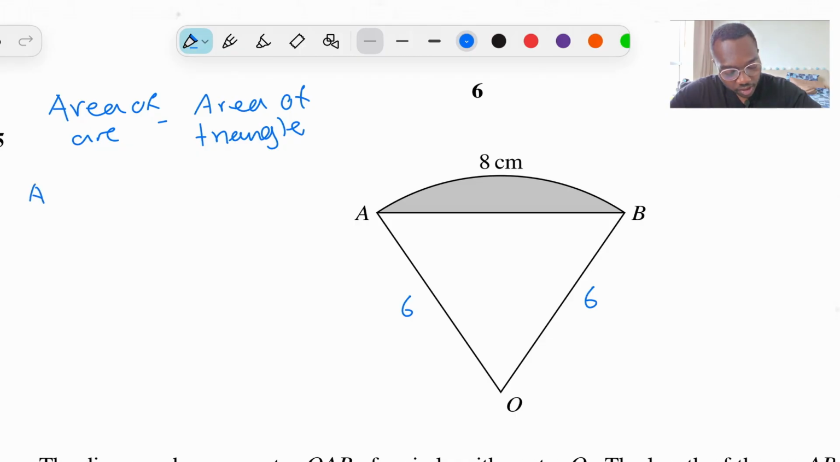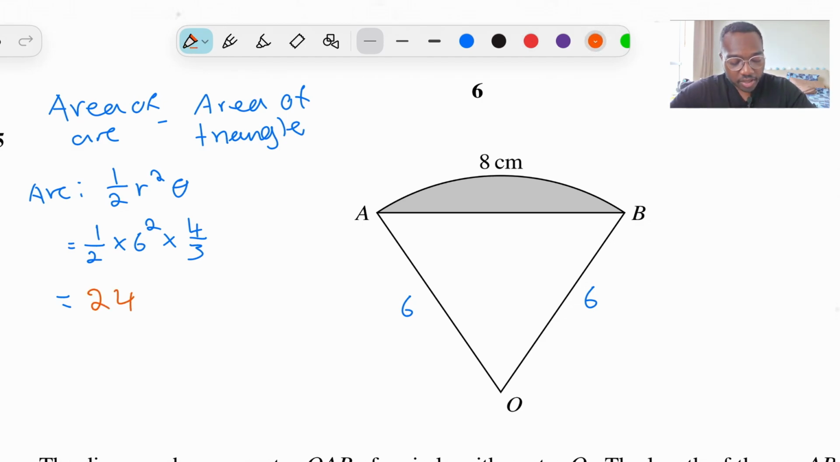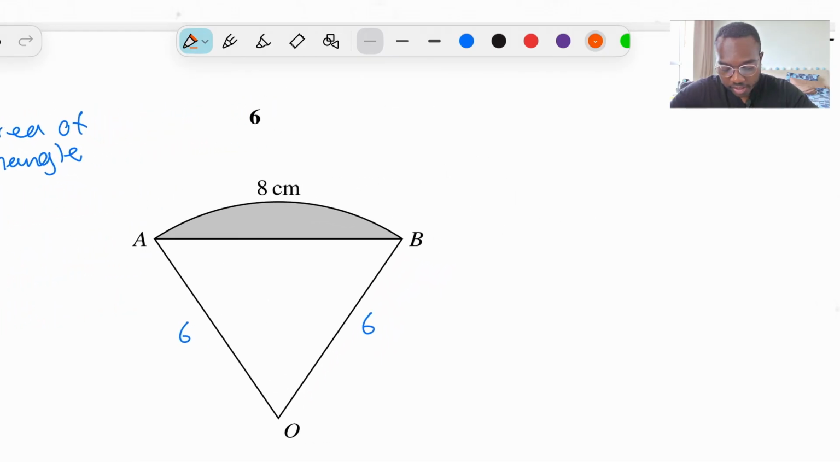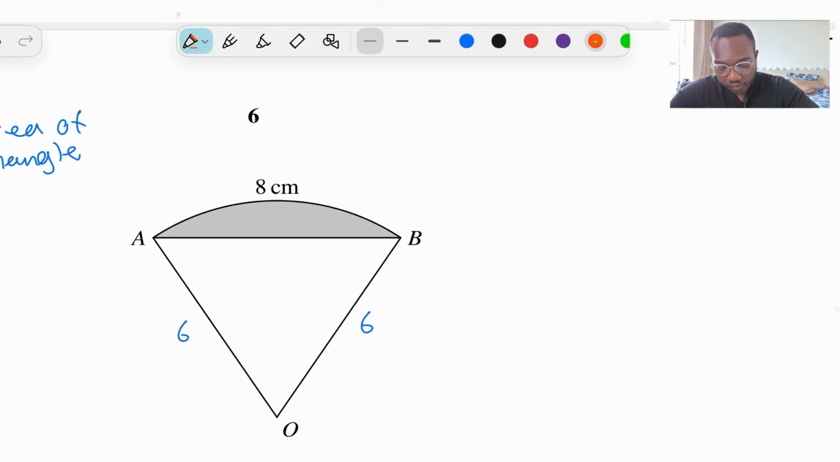So the area of the arc, the formula is a half r squared theta. So for us, that'll be a half times 6 squared times theta, which is 4/3. If you work that out on your calculator, you can also do it in your head, or just do workings, but you will get 24. So we know that the area of the arc is 24. And let's go over this side. Now let's look at the area of the triangle.